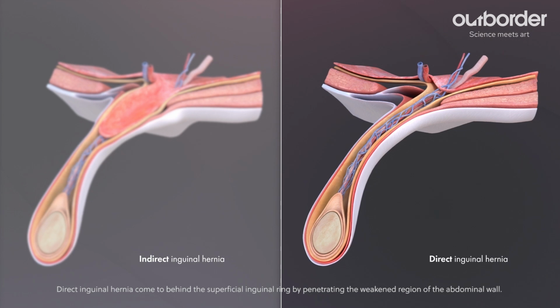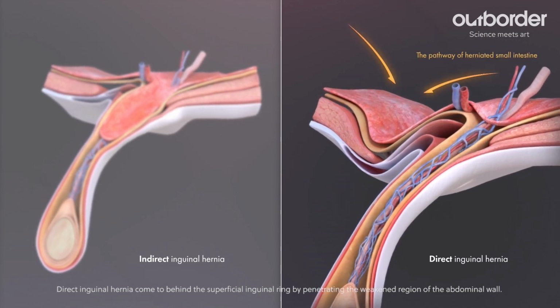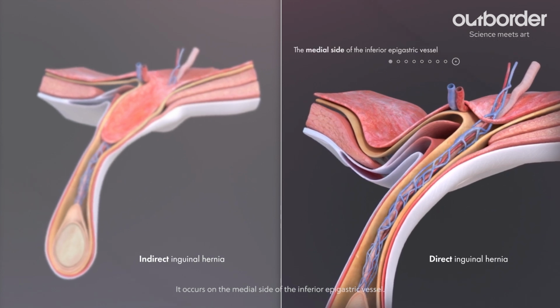Direct inguinal hernia comes to behind the superficial inguinal ring by penetrating the weakened region of the abdominal wall. It occurs on the medial side of the inferior epigastric vessel.